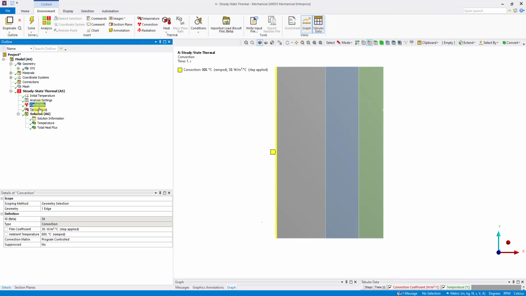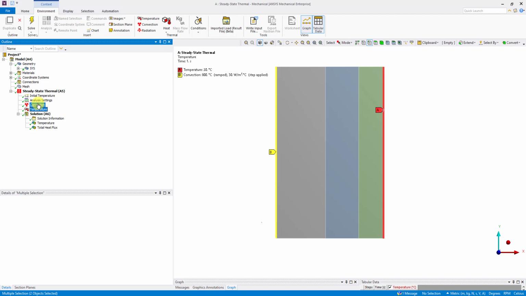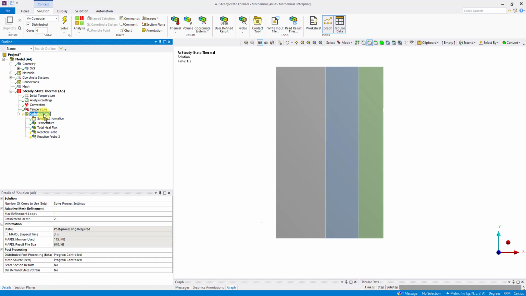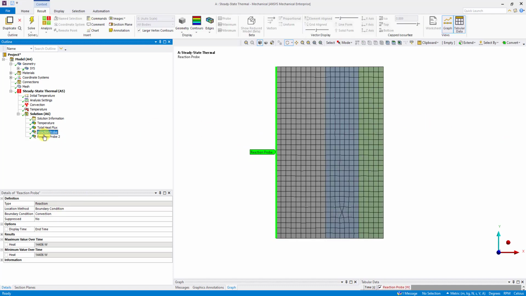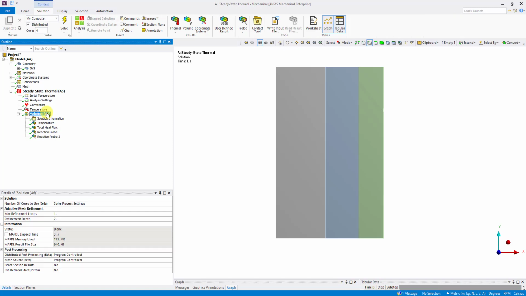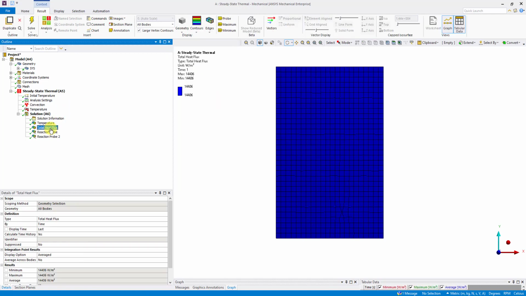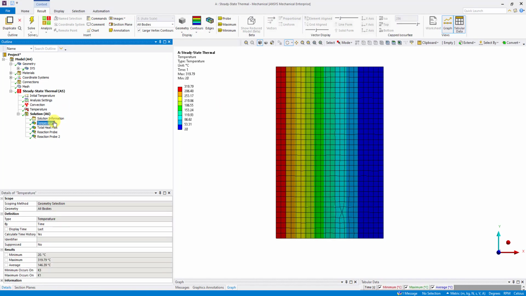We'll just drag and drop this boundary condition to the solution. So I will get the reaction, what is the heat transfer rate from here and here. So heat transfer is 14406 watt here, and here minus 14406. Let's find out, you can find out the total heat flux or temperature, let's see in a vector view.